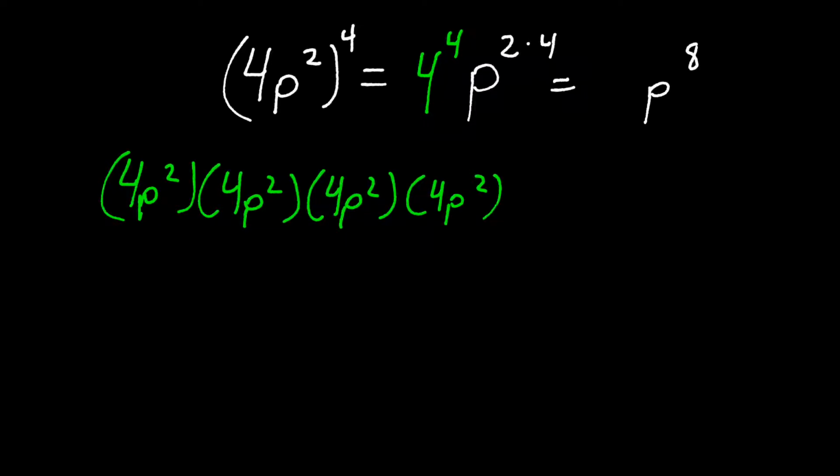So we have to remember that the 4 inside has an exponent of 1, and then we can still multiply the 1 times the 4. So this becomes 4 to the 1st times 4. Everything gets affected by the exponent on the outside. And ultimately we end up with the answer of 4 to the 4th, p to the 8th. And if you really wanted to, you could simplify down 4 to the 4th, because 4 to the 4th is 256. And then we'd have p to the 8th at the end.